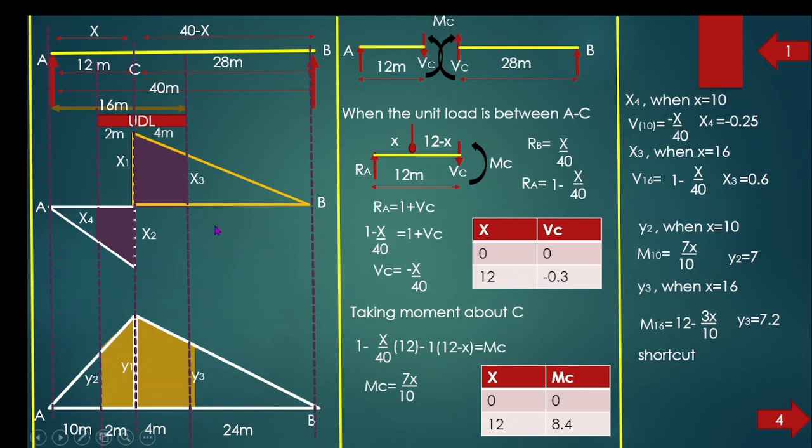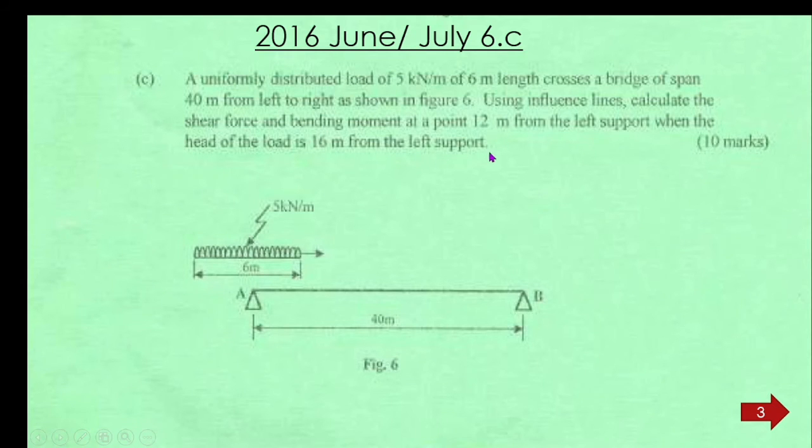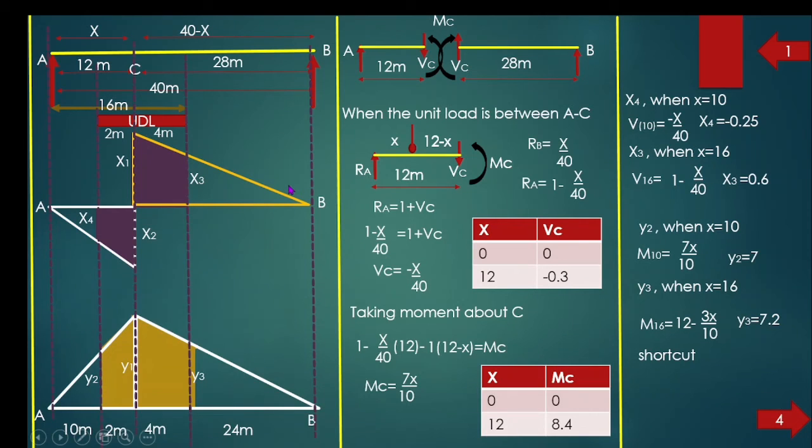So let's now, having all these ordinates, move on, because the question was asking that, using influence line, we calculate the shear force and the bending moment at a point 12 meters. So basically now we have drawn the influence line diagram for the shear force and also for the bending moment. Now we have to use this influence line diagram to enable us to calculate the shear force and the bending moment at that section C.